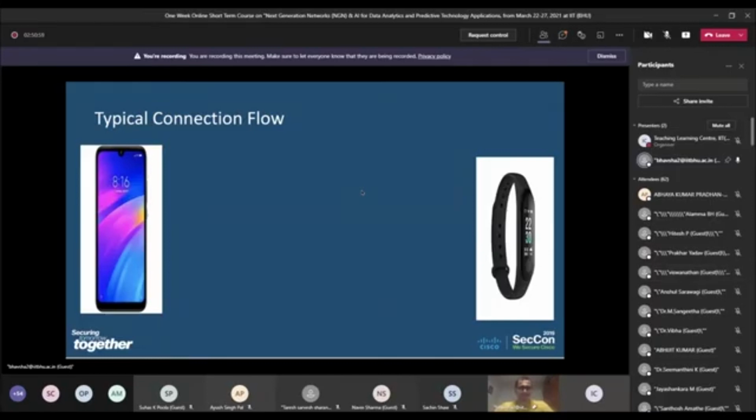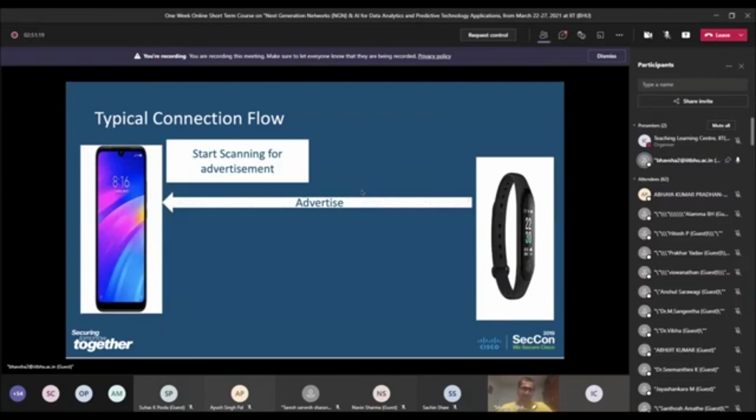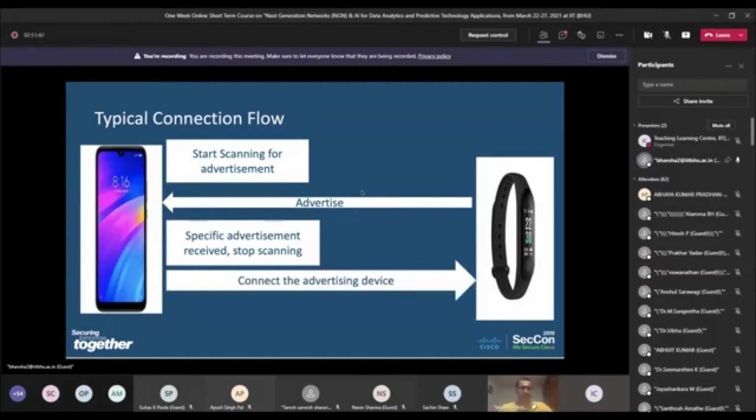In this particular case, I purchased this FitBand device and installed the application for it on my phone. We saw that the phone starts scanning for the advertisement, and at the same time, this FitBand device also advertises itself. In the advertisement, you would either see the MAC address or the location, if that is also sent as part of the advertisement channel. Now, the phone receives the advertisement, stops scanning, and sends a connect request to the FitBand device.